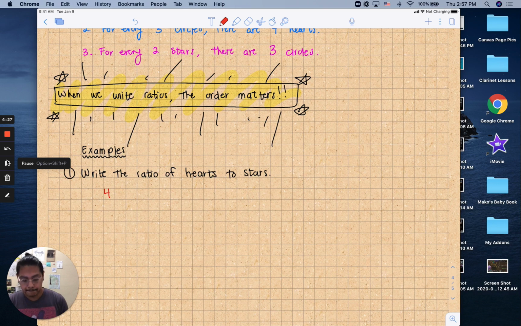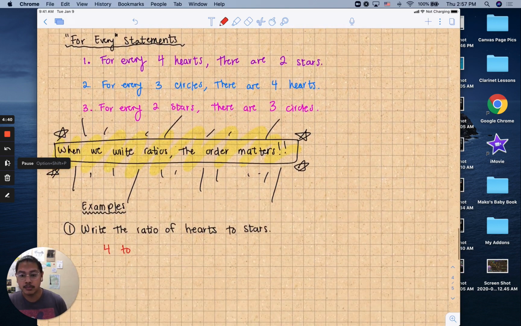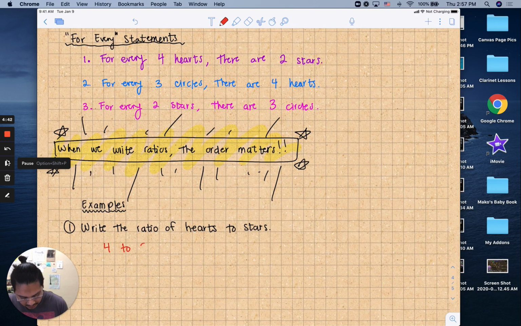Right? Then we're going to write the word to. And then how many stars do we have? Well, we have 2 stars. So we say the ratio of hearts to stars is 4 to 2. This is one way to write a ratio. However, we have a total of 3 ways to write ratios. Take a look.